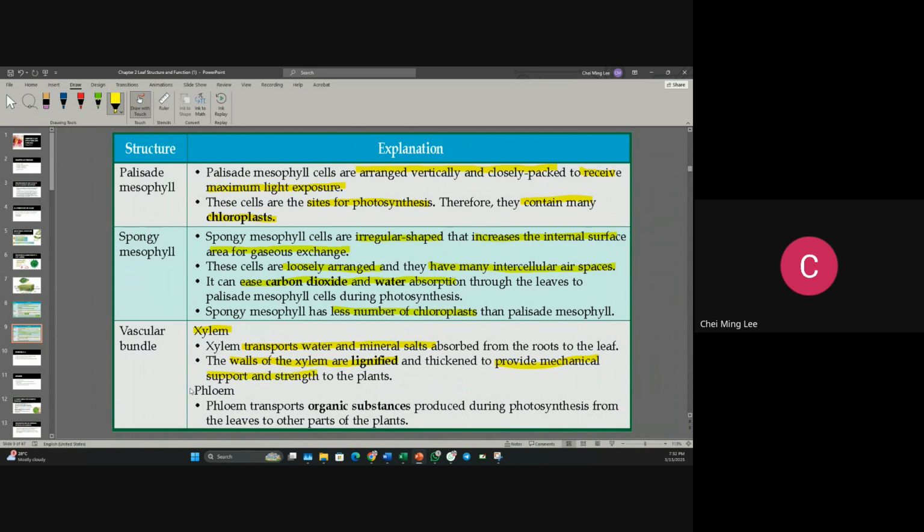While phloem transports the organic substances produced during photosynthesis from the leaf to other parts of the plant. So these are their functions. Okay, so jot this down now.